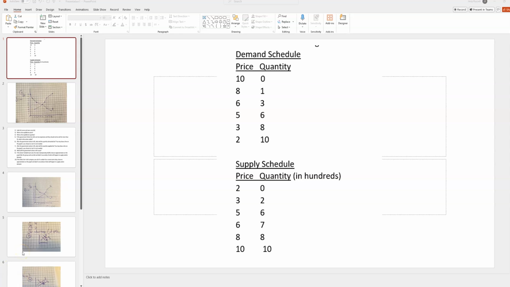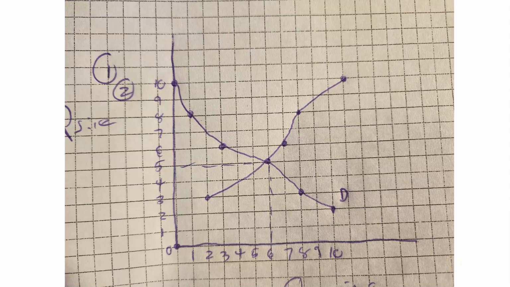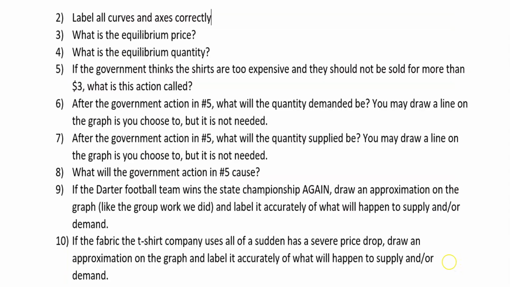the problem you're going to do tomorrow in class is much easier. I always make my essays in class fairly simple. But here is the way the graph should look. Here's the supply and demand lines. Okay. And then here are the questions. What is the equilibrium price and what is the equilibrium quantity?